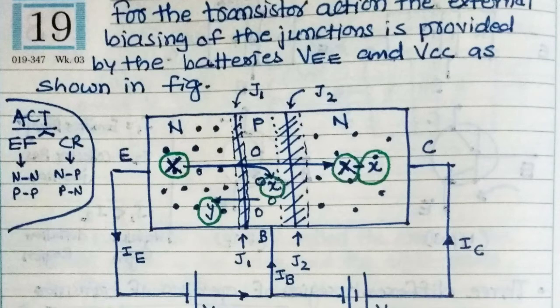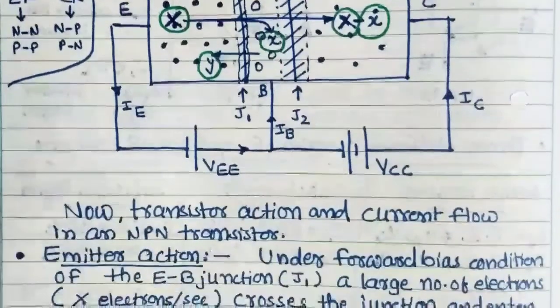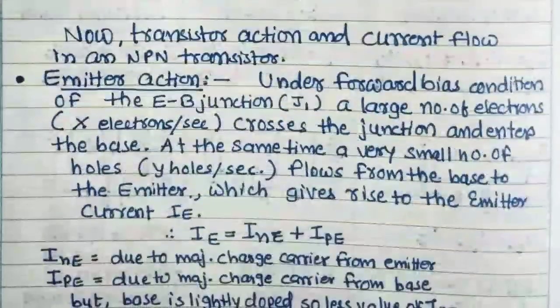Now these actions are divided into emitter action, base action and collector action. First, the emitter action. As we saw, under forward bias at the emitter-base junction, a large number of electrons, capital X electrons per second, cross the junction and enter the base. In the same way, a very small number of holes, Y holes per second, flow from the base to the emitter, and this flow is the emitter current.